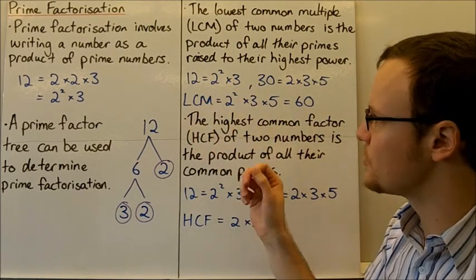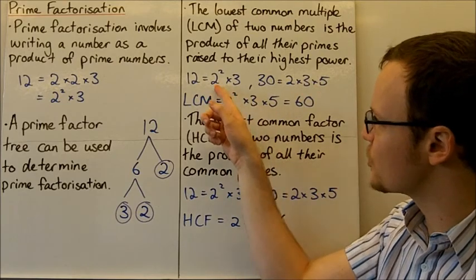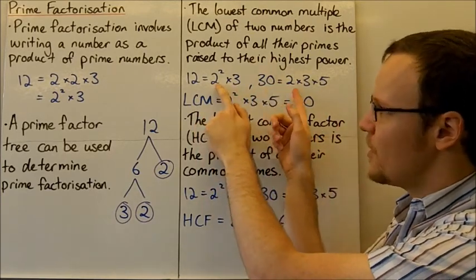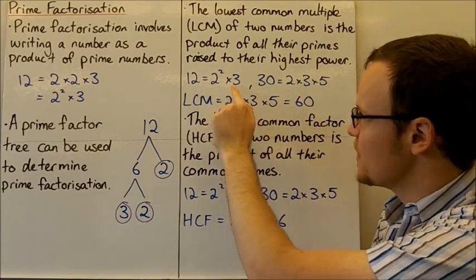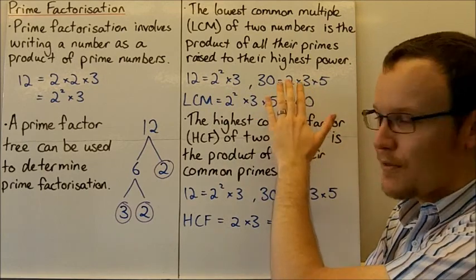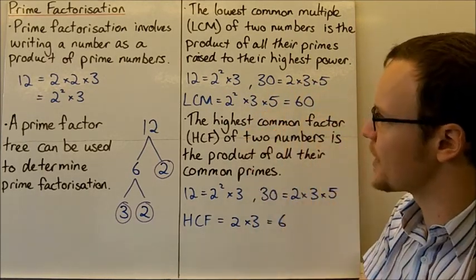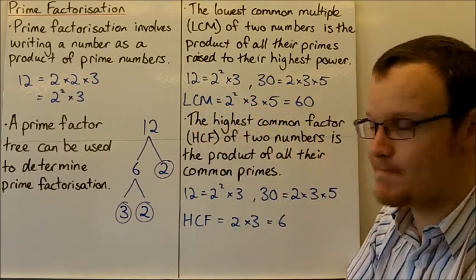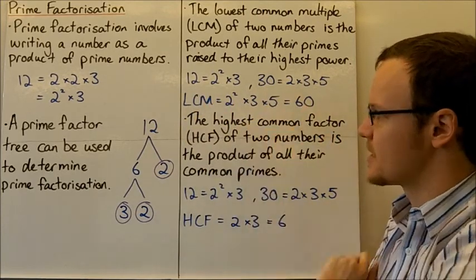The lowest common multiple of 12 and 30 is going to be 2 squared. Notice we've got 2 and 2 squared, but we need to raise them to the highest power. So the highest power is this one here, the 2 squared. So we've got 2 squared times 3, and then we've got the times 3 here from the 30 as well, but there's also the times 5 from the 30 there. So the LCM is 2 squared times 3 times 5, and that's 60. So the lowest common multiple of 12 and 30 is 60.